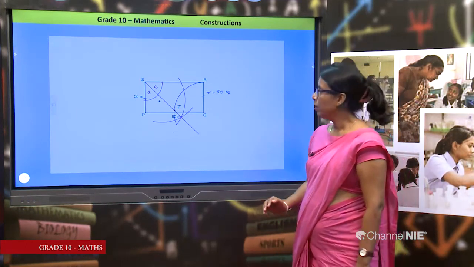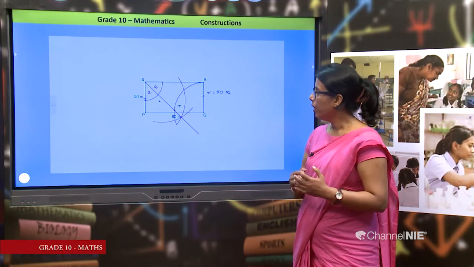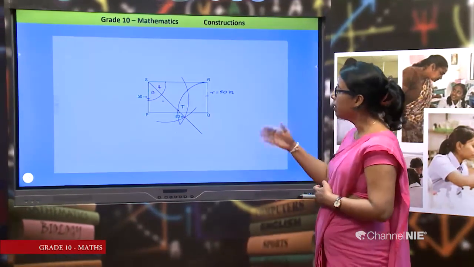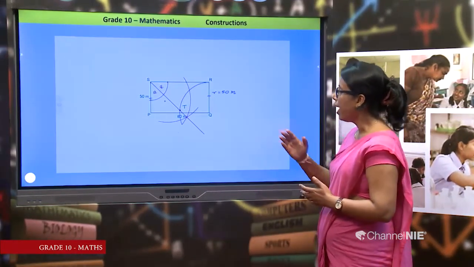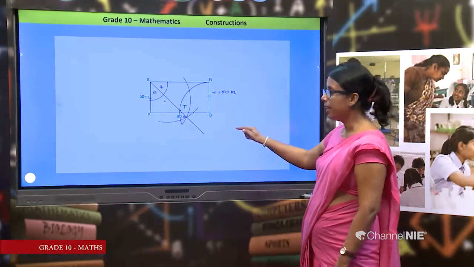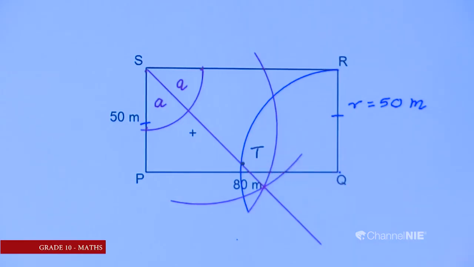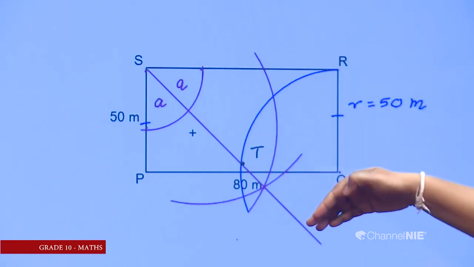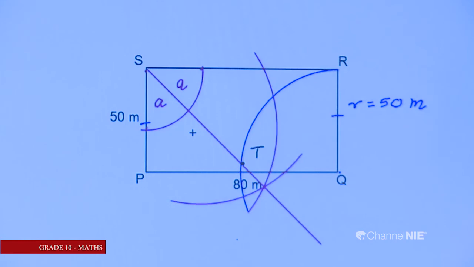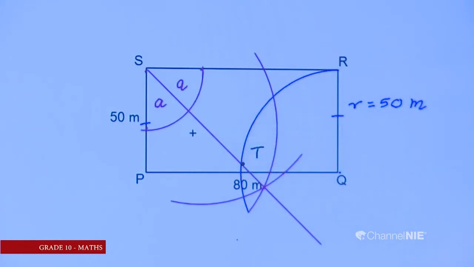Children, look at this question. We have taken a circle and an angle bisector. So, both conditions are satisfied. There is one place, that is T. And how did we take that circle? We don't want to measure centimeters. By taking the data, that is 50 meters. So, this one is 50 meters.